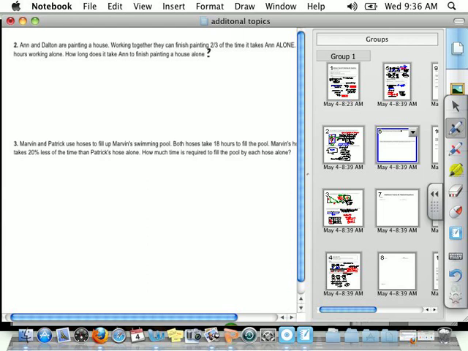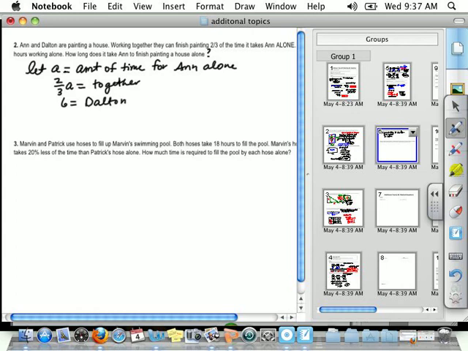All right. So let's call Ann's time A. So let A equal the amount of time for Ann alone. Then how do I write the amount of time it takes for them together? So that'd be 2/3 of the amount of time it takes for Ann. And then Dalton just takes 6 hours, right? So that's the total amount of time it takes for them.